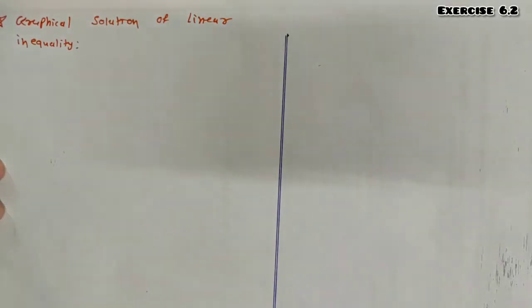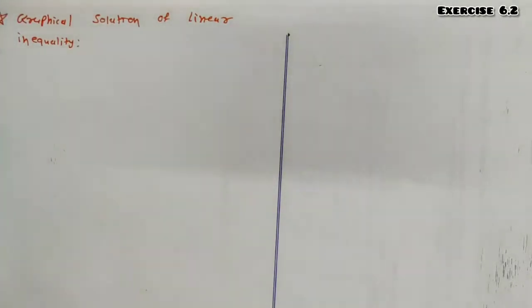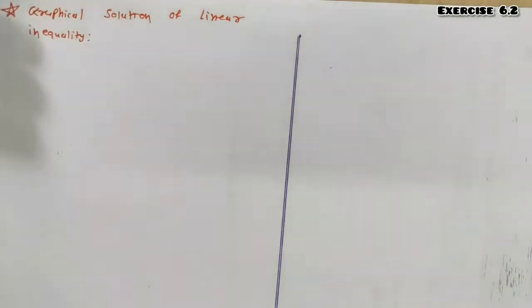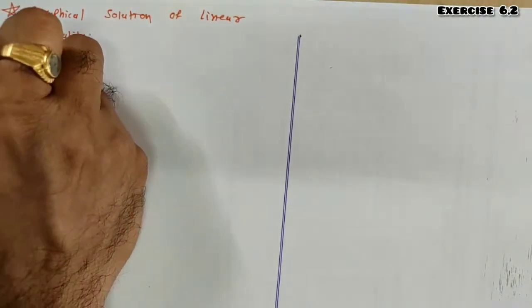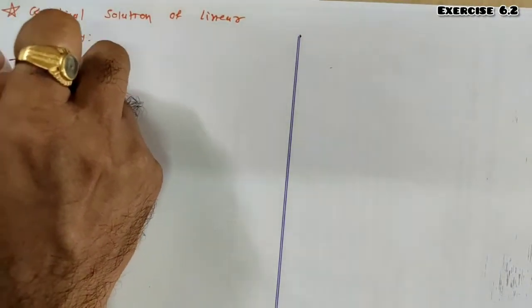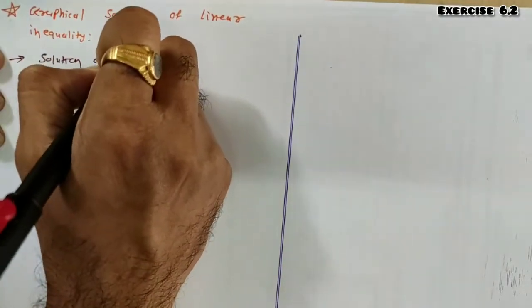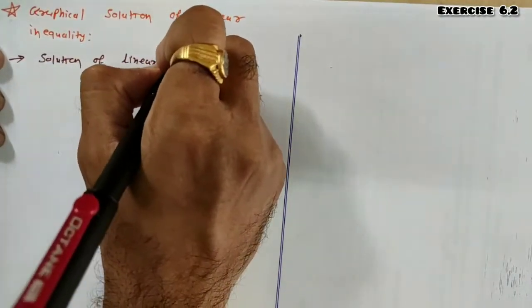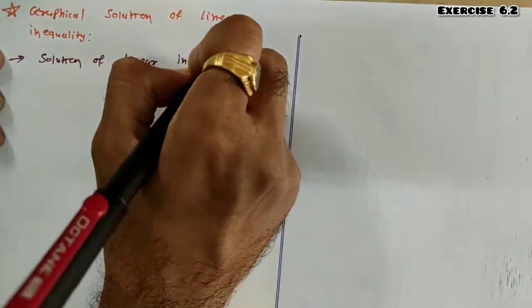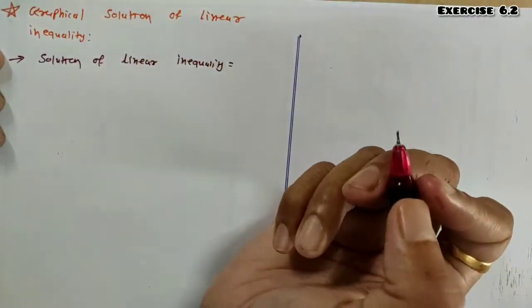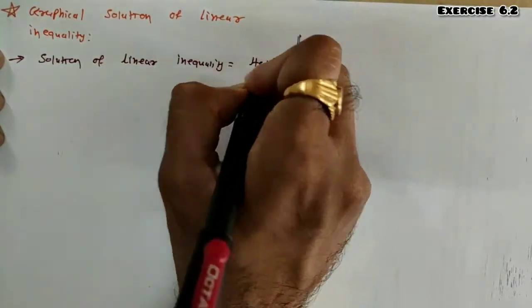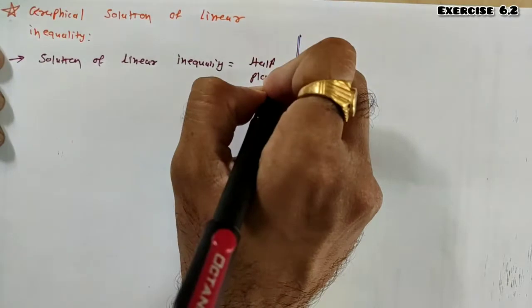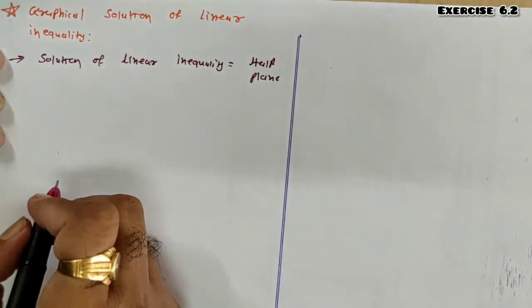So first point, the graphical solution of linear inequality, or we can say solution of linear inequality, will give us half plane. Now, what is the solution? Solution of any given linear inequality will give us half plane. Half plane.